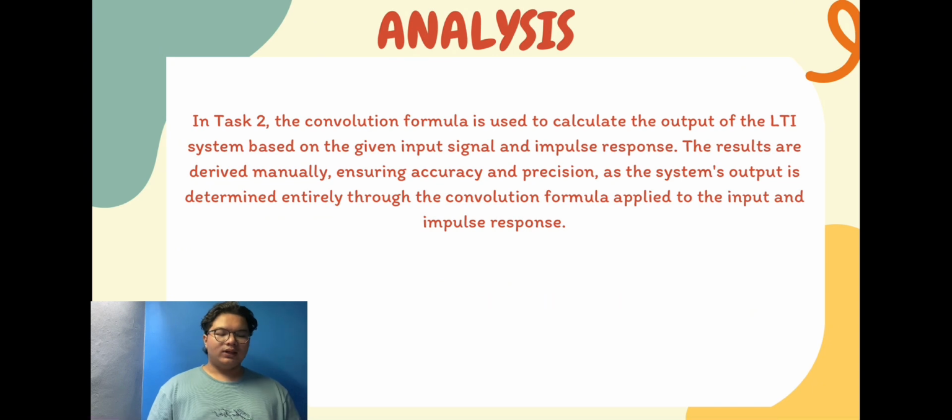While in task 2, the convolution formula is used to calculate the output of the LTI system based on the given input signal and impulse response. The results are derived manually, ensuring accuracy and precision as the system's output is determined entirely through the convolution formula applied to the input and impulse response.